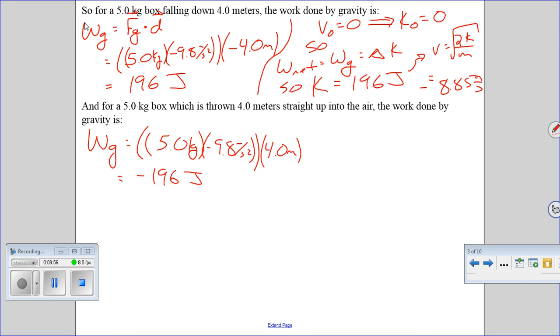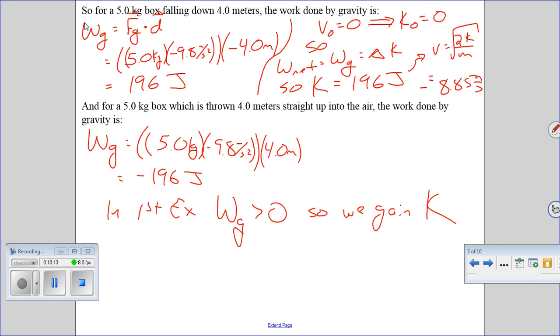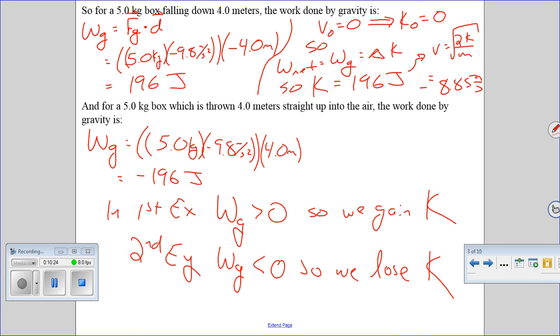All right, any questions with this? I think the big thing to note here is, in the first example, the work done by gravity is positive, so we gain kinetic energy. In the second example, the work done by gravity is negative, so we lose kinetic energy. Cool?